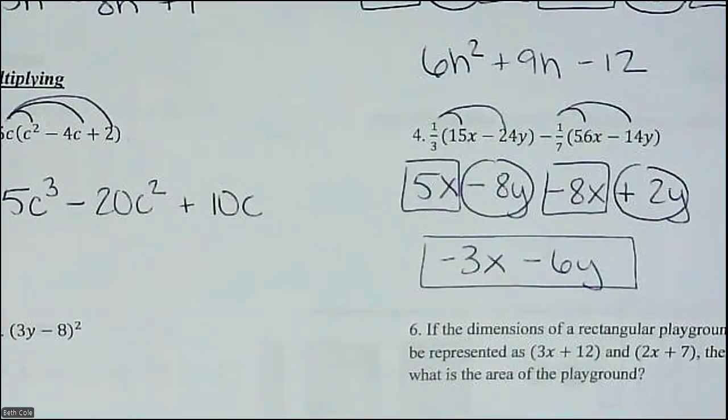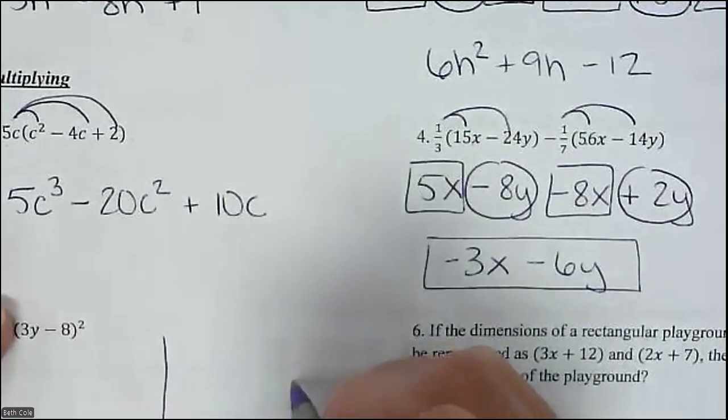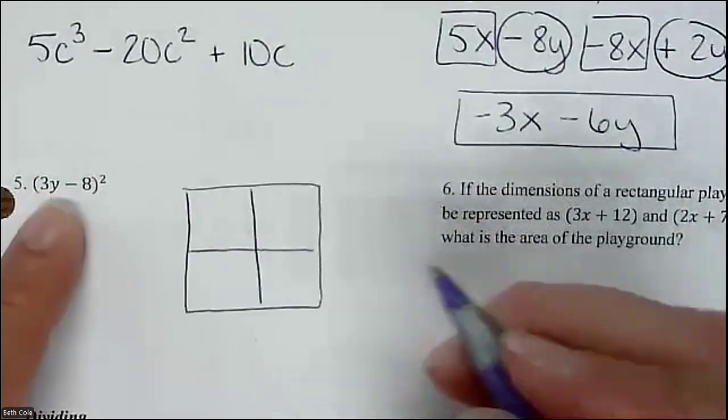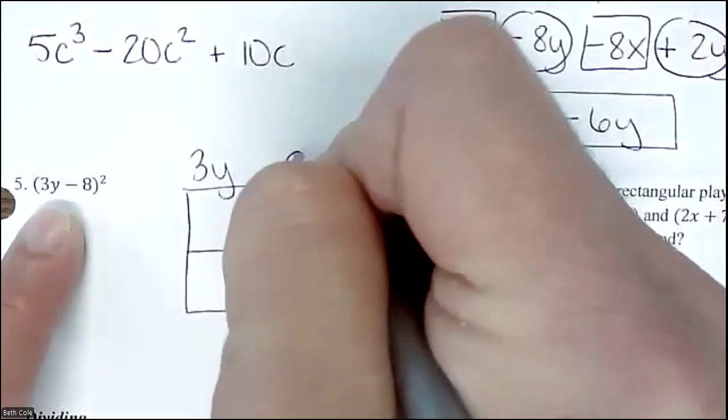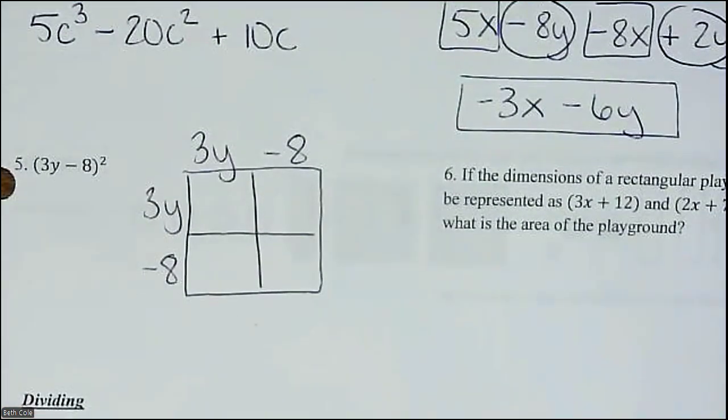Sweet. Nice. Now this one, you're going to do your 2 by 2 square. And along the top, you put 3y minus 8. And along the side, you put 3y minus 8. Why is it the exact same? Because it has the square. Good. It's a twin is what I call it when it comes out the same. The box is just to keep you organized. It really is just an organizational tool.